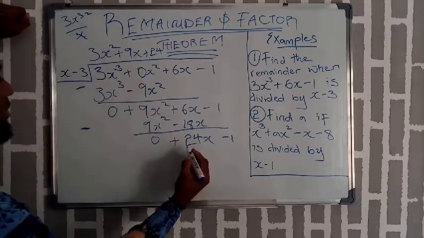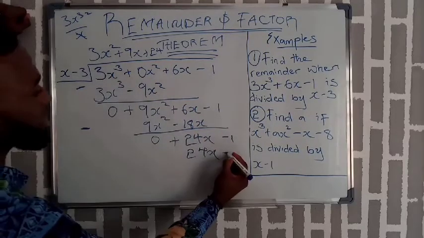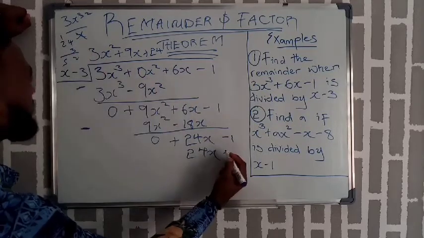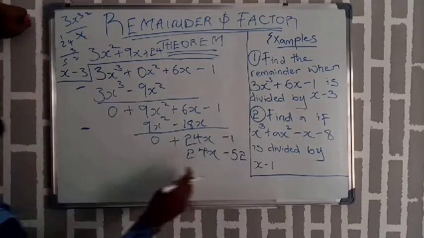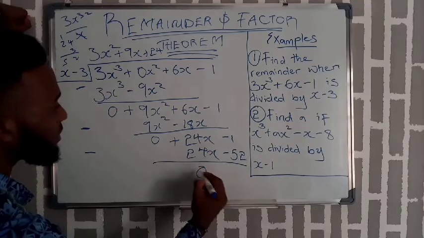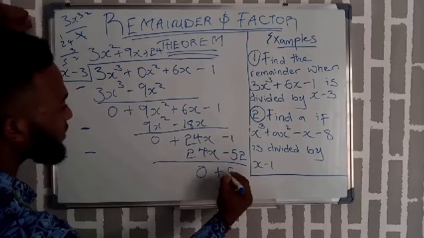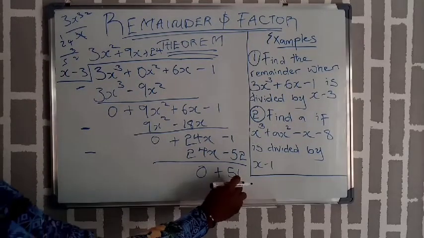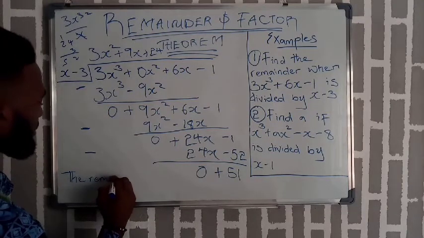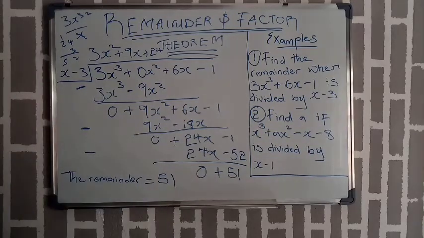Then when we multiply, we get 24x. Then 24 multiplying negative 3, that's negative 72. There's also a negative here also. So this becomes 0, minus 1, minus 72, which is positive 51. So the remainder is simply positive 51. So the remainder is 51 when you divide this.